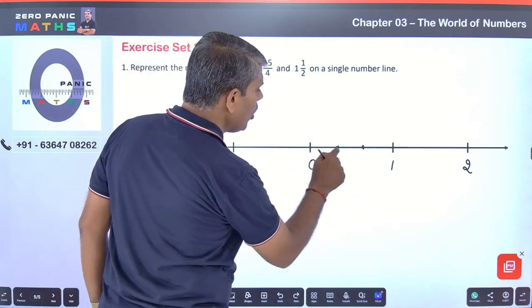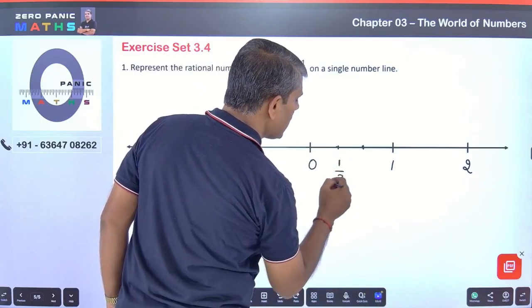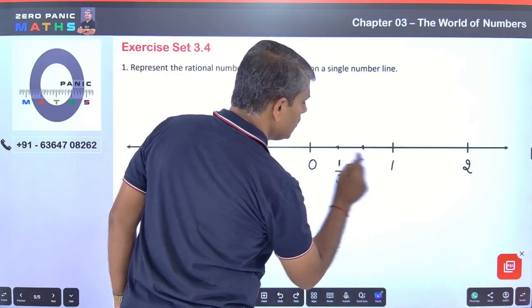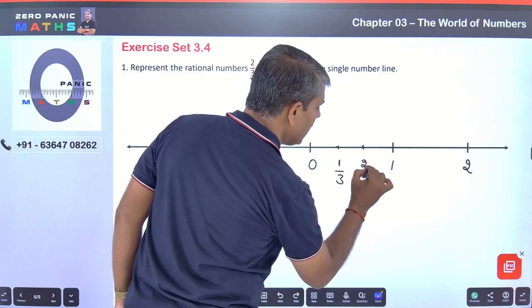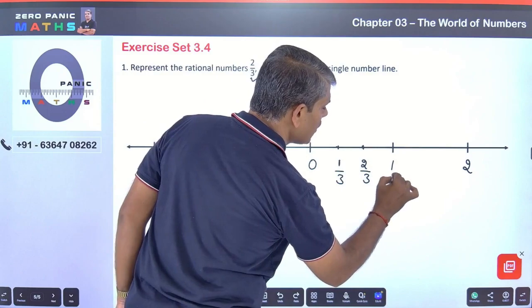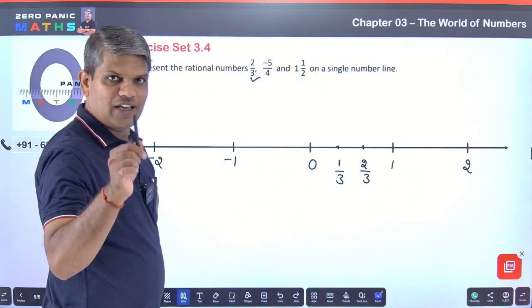So from 0, there are 3 parts I divided. It is the first part, first point of the 3 parts here. This is the second, okay, and this is the third. Why do I say this is the third? Because it will be 3 by 3. 3 by 3 is 1. You understood, right?